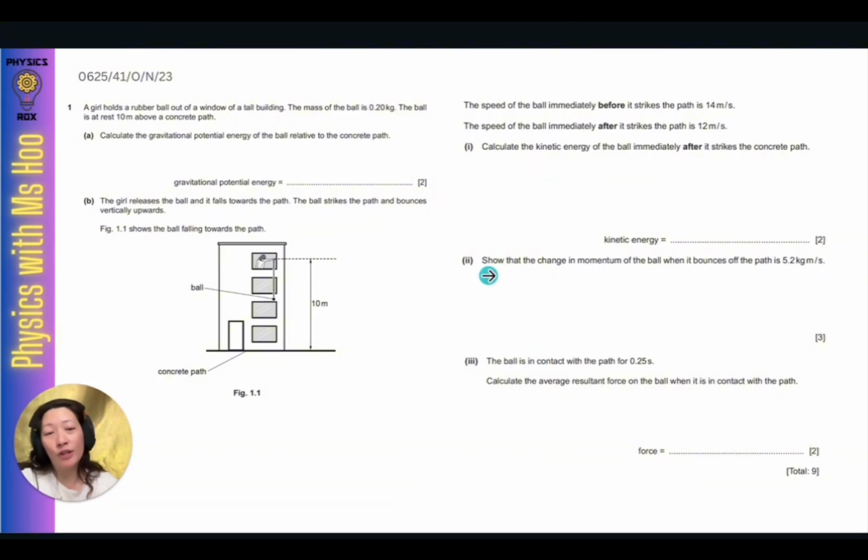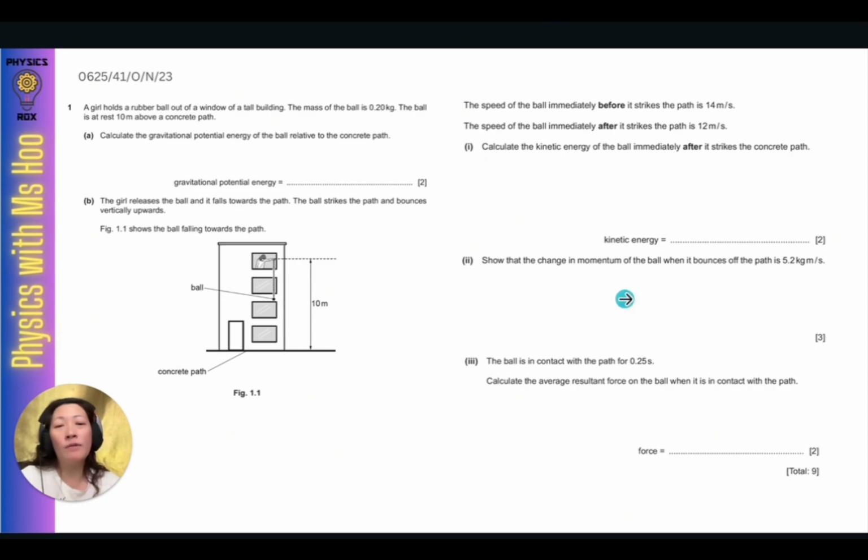Now, for this question, this is a show question. And show questions are a little bit different because although this is a calculation question, they've given you the final answer here. You need to show that the value you obtain is equal to this number. We'll look at how to solve this question shortly.